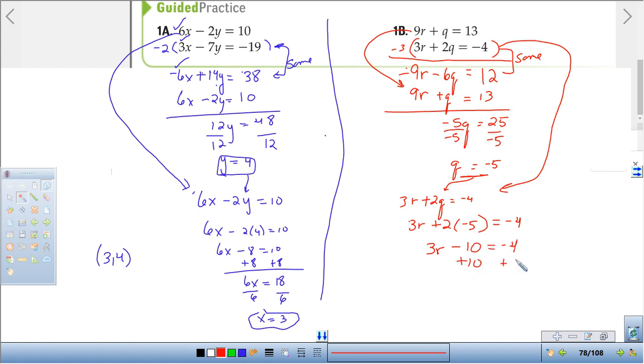Add 10. 3r is equal to 6. Divided by 3, divided by 3, and we're going to cancel these out. r is equal to 2. Okay, so my final answer is r equals 2, q equals -5.